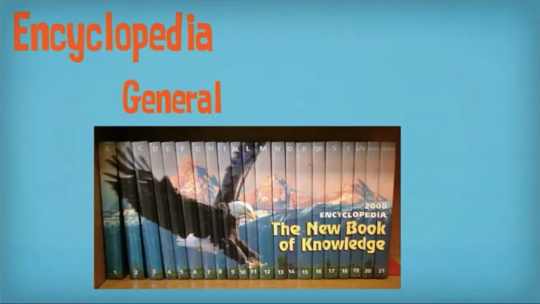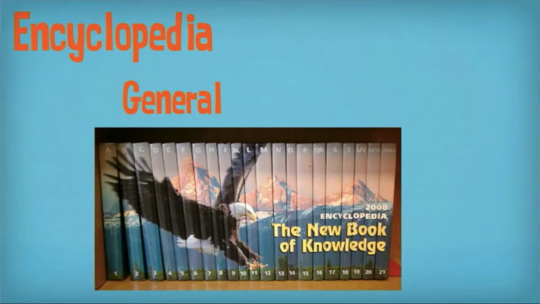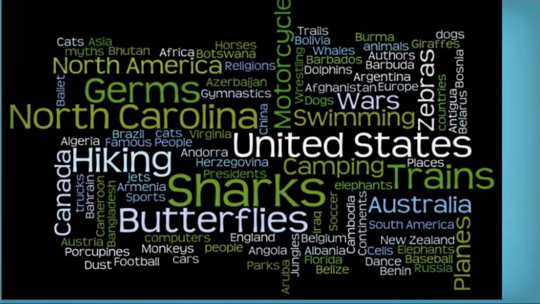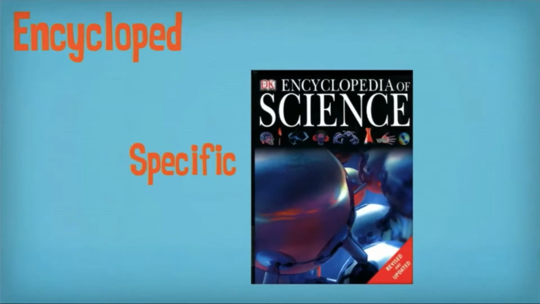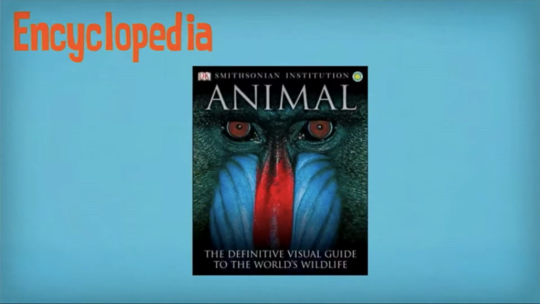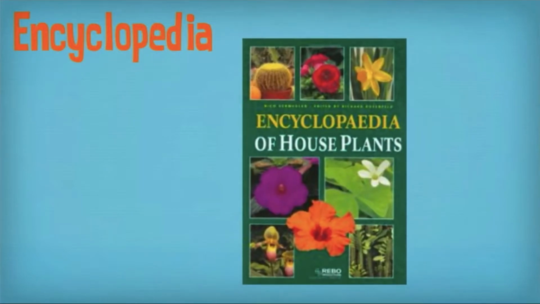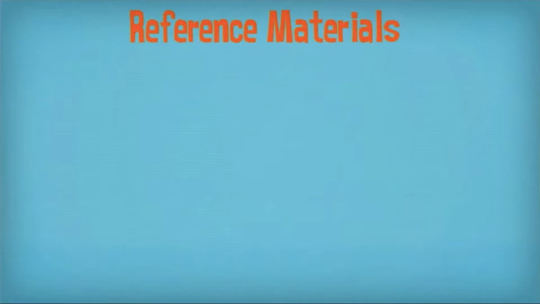Encyclopedias can be general or specific. General encyclopedias cover a whole bunch of different topics. It can cover anything from animals to people to places, wars, pretty much whatever you can think of. Whereas a specific encyclopedia covers one particular topic. That could be science, like the example here, or it could be sports. It could be animals. It could be about famous people like presidents, or even plants. But whatever that topic is, that is the only type of information you will find in that encyclopedia.